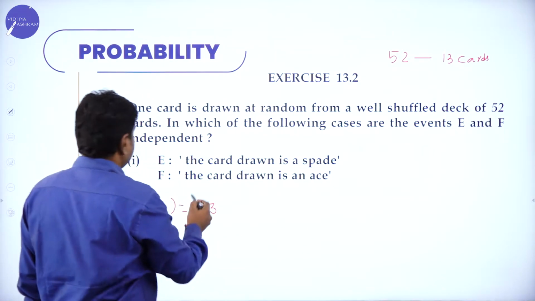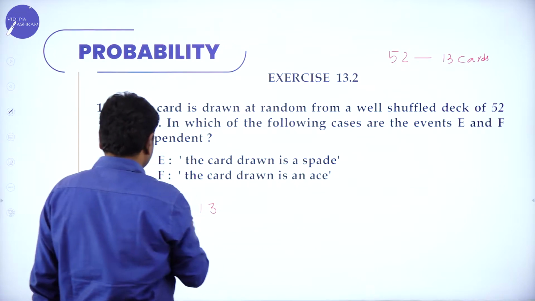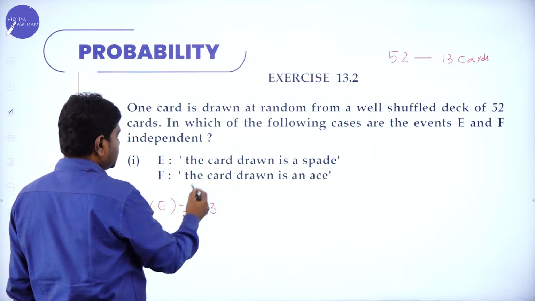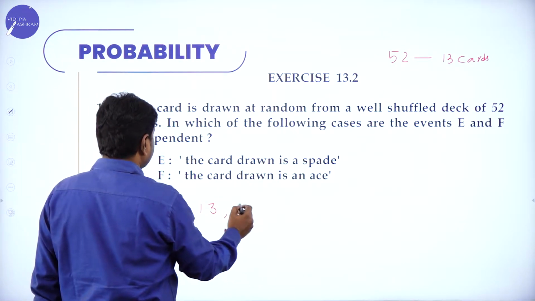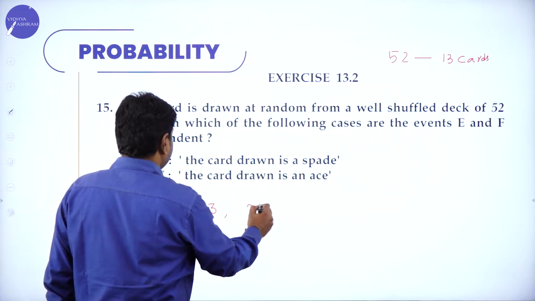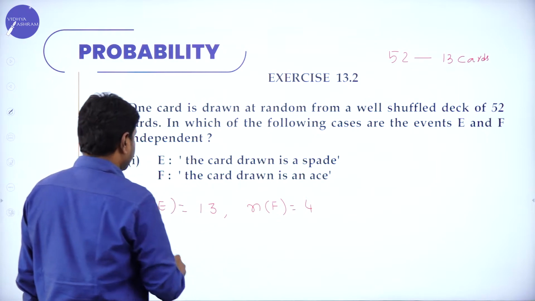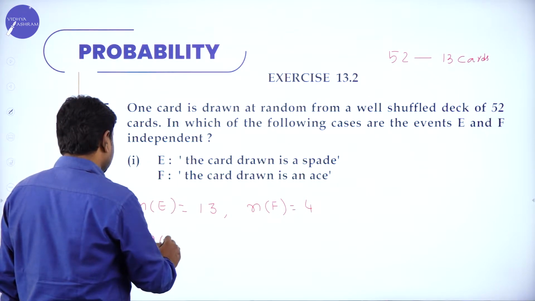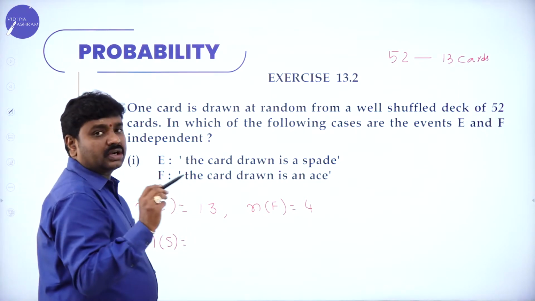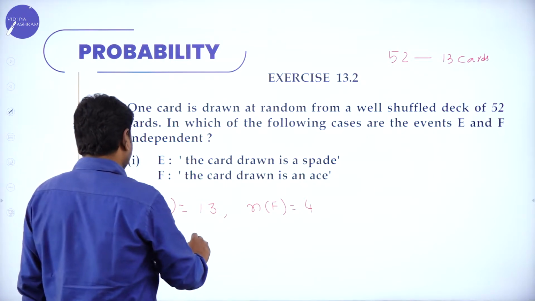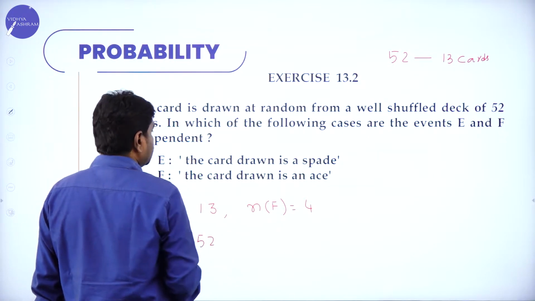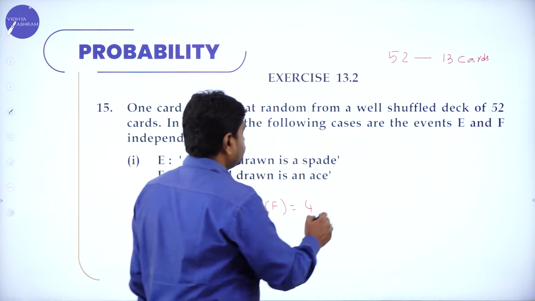Now, the card drawn is spade. So number of elements in set E is 13. The card drawn is an ace. Number of elements in set F, how many aces will we have? 4. And N of S. S means what? Total number of cards. Total number of cards is what? 52.